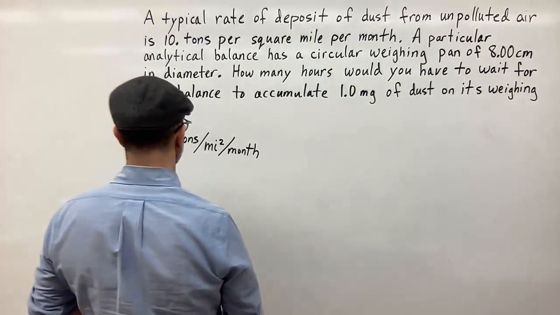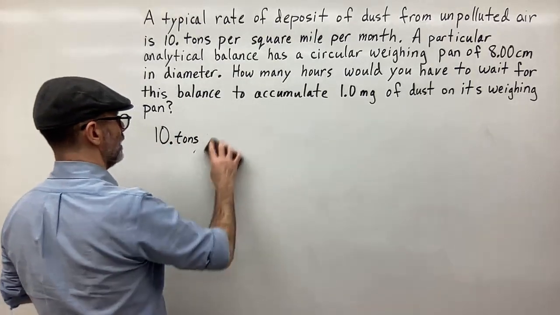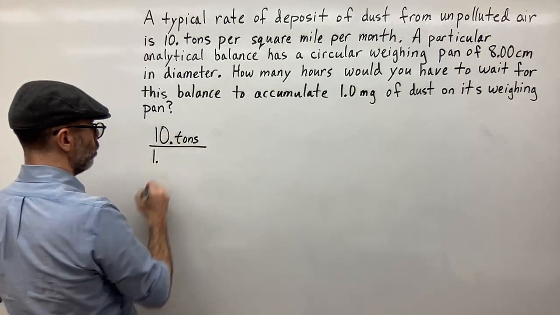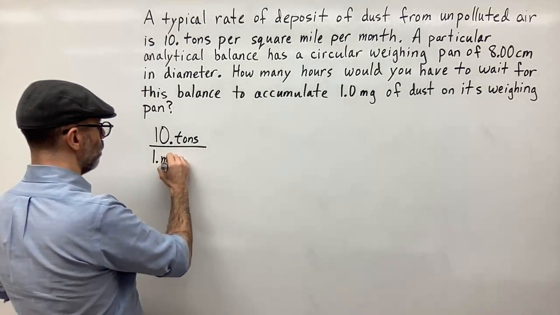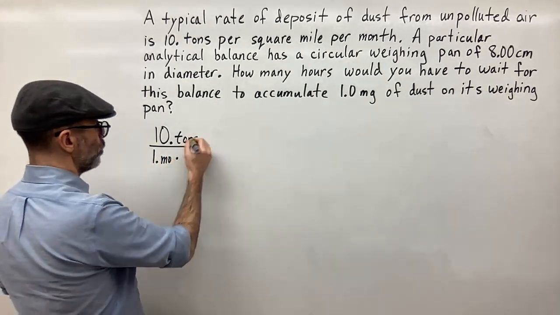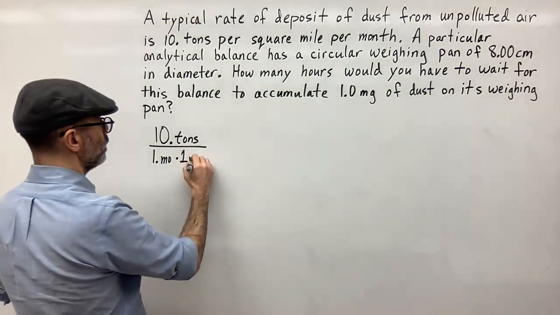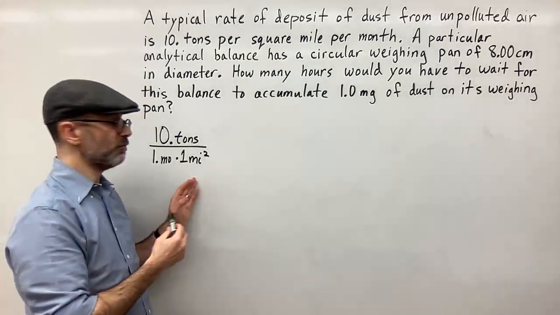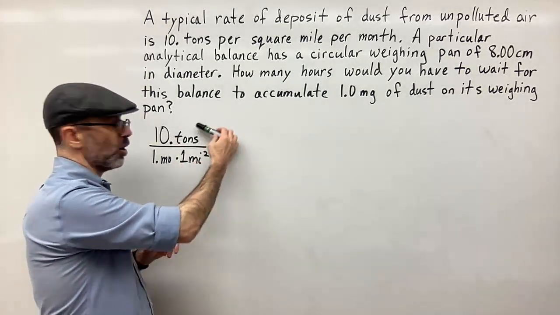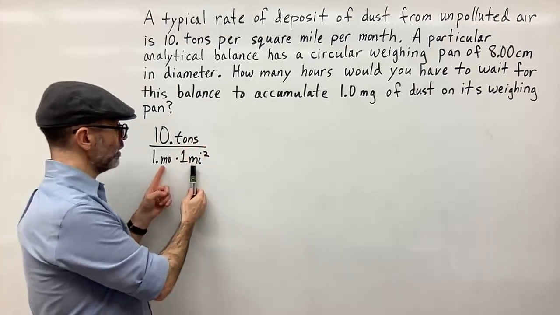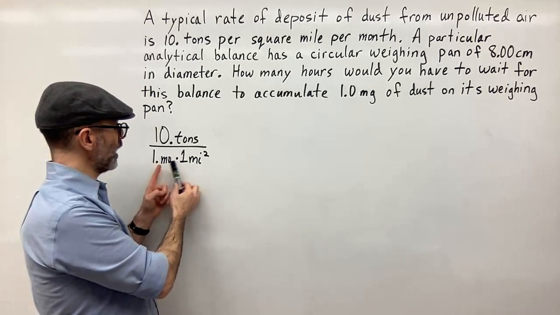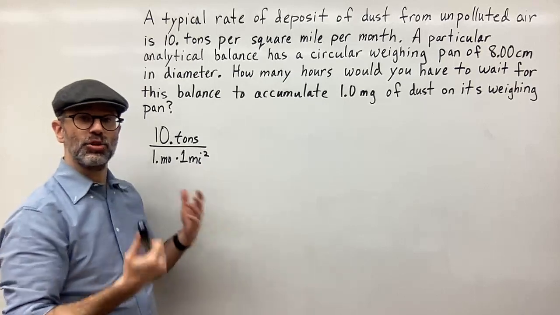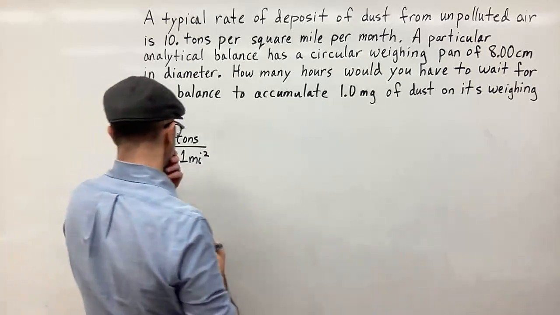So if we rewrite this in this way, tons per 1 month per 1 mile squared, then I can use conversion factors to change the top part to milligrams. And the bottom part, I have 2 units here. I can change each of those to hours and centimeters squared using conversion factors. So let's go ahead and do that.